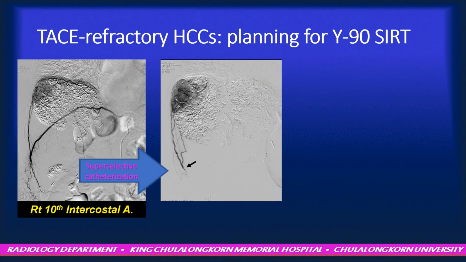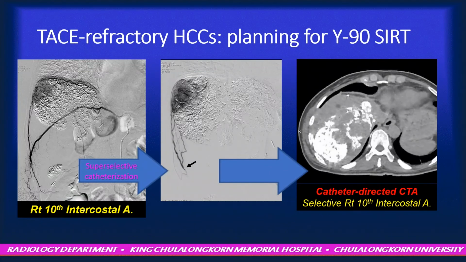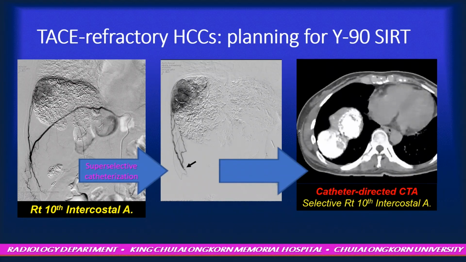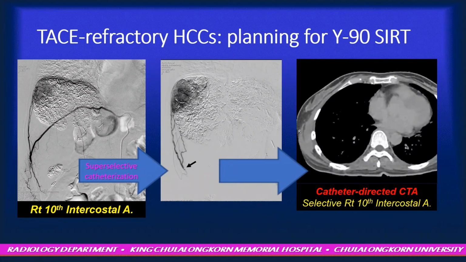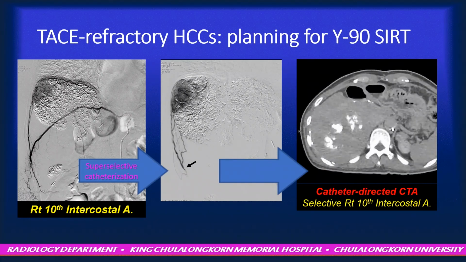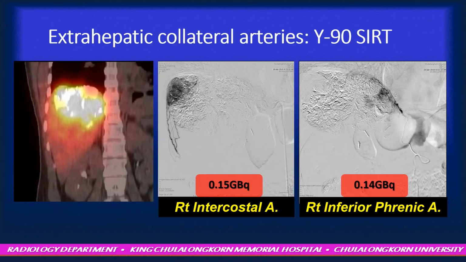After we were satisfied with the position of the microcatheter, we ran the catheter-directed CTA at this point to ensure there was no enhancement outside the liver, in order to avoid cutaneous and muscular complications. Eventually, we could treat this patient with radioembolization for all three branches, including the right intercostal artery, without any complication. This is a good example of how IVR-CT can help you treat extrahepatic collateral arteries with radioembolization safely and confidently.